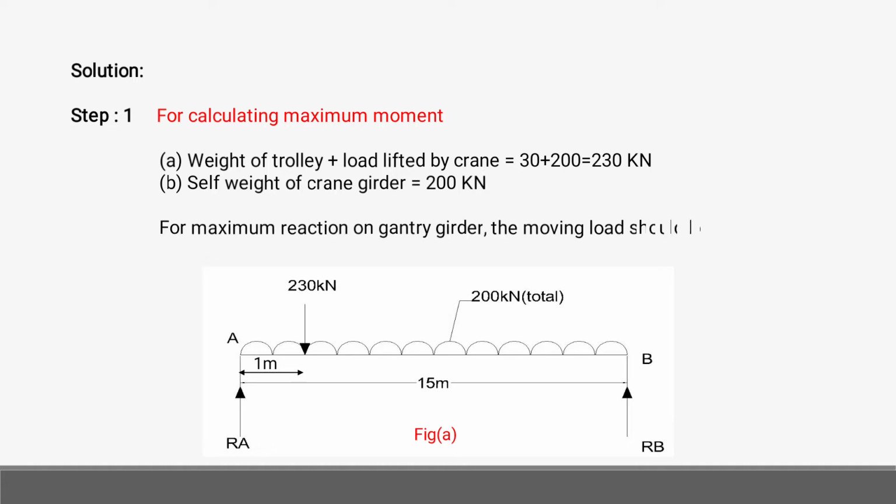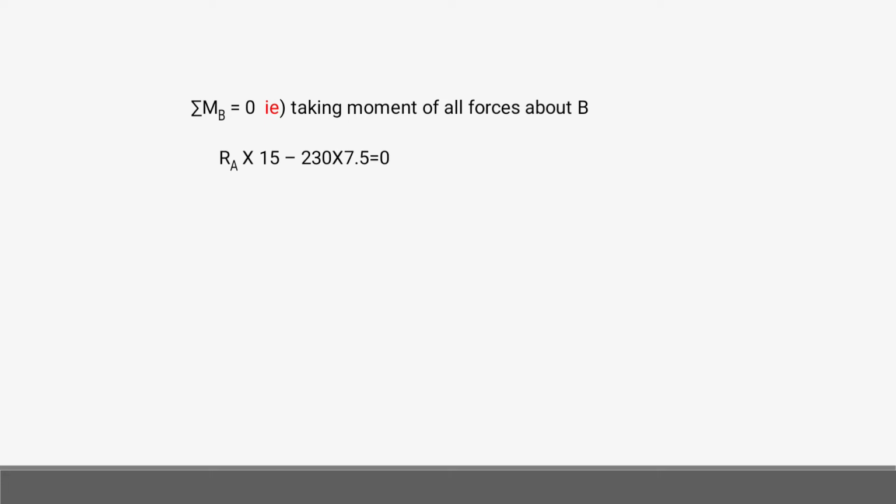For maximum reaction on the gantry girder, the moving load should be placed close to the gantry girder. Then sum of moments is equal to 0, that is, taking moment of all forces about B. So RA into 15 minus 230 into 7.5. So RA is equal to 4720 by 15, which is equal to 314.67 kilonewton.